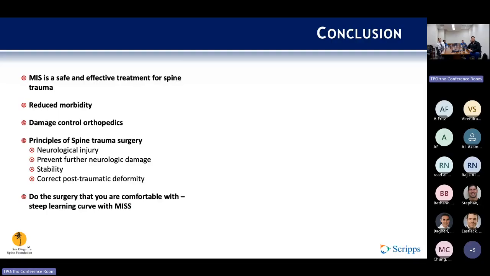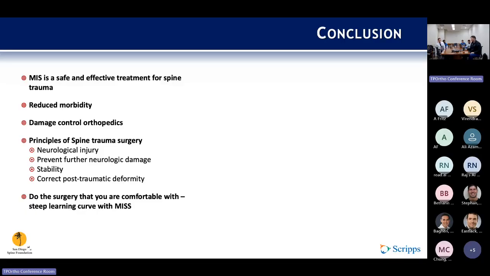So in conclusion, minimally invasive spine surgery is a safe, effective treatment for spine surgery, and still incorporates the principles of preventing neurologic injury, stability, and correction with regards to open surgery. And then there's reduced morbidity, which is pretty important in terms of our trauma patients, because many of them are very sick or polytrauma patients, which relates to damage control orthopedics.